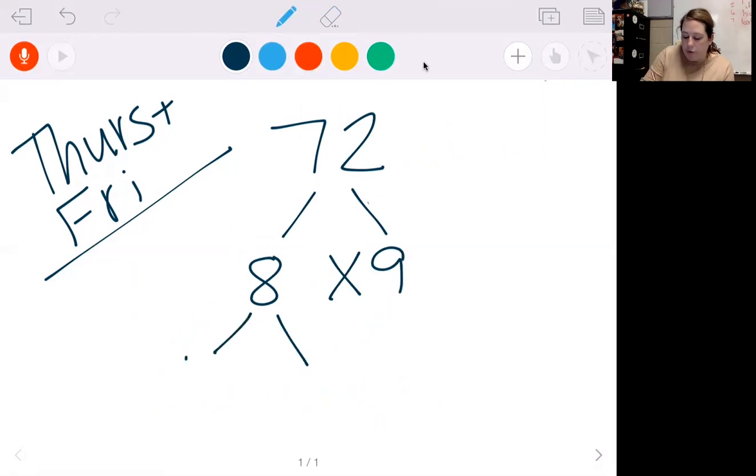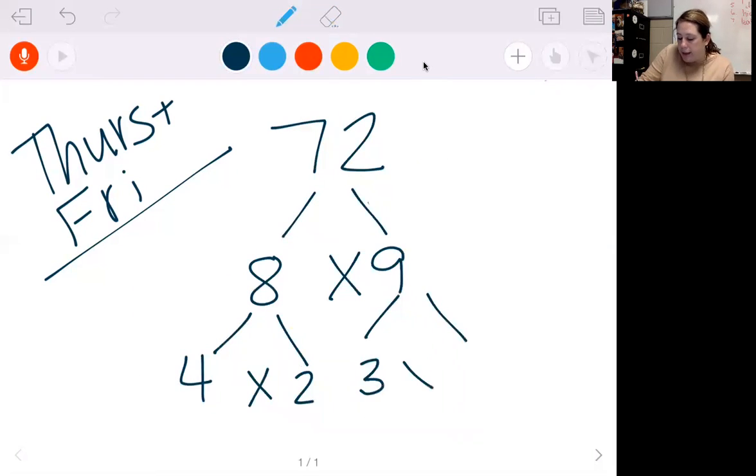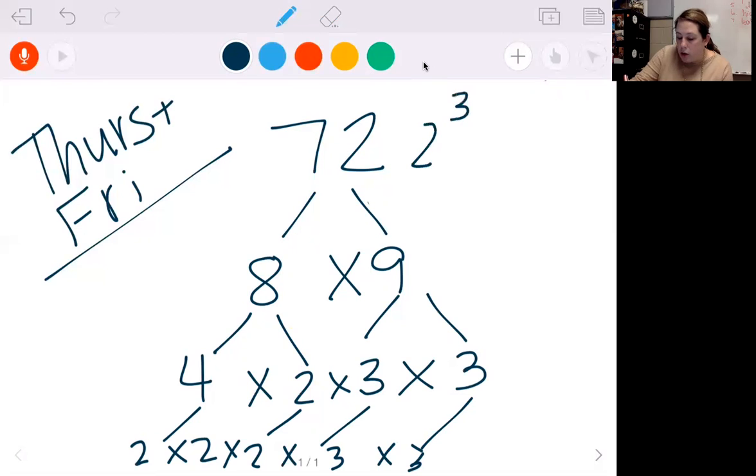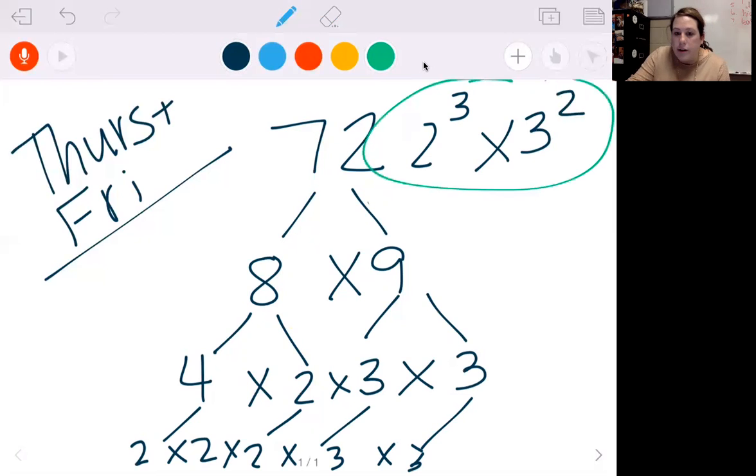Number 8 would be 4 times 2. 9 would be 3 times 3. 4 is 2 times 2. And then we're going to break that down to 2. That stays 3. That stays 3. So now we have 3 2s. So I'm going to say 2 cubed times 2 3s, so 3 squared. And that would be my final answer, what I have in green right here.